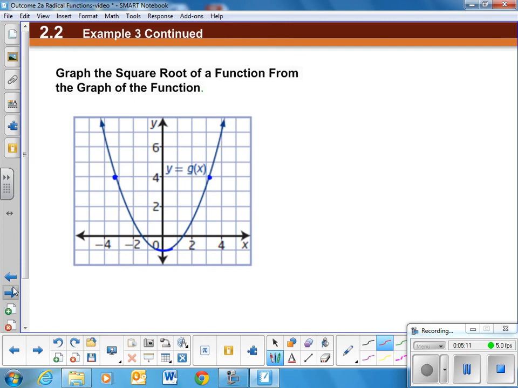Again, the part of the graph that is below the x-axis has a y value that is less than 0, and so won't be part of my square root function. Invariant points will occur anywhere where the original function is equal to 0, because the square root of 0 is still 0. So I have invariant points here. I will also have invariant points anywhere where the original function is equal to 1. So I have 2 more invariant points here.